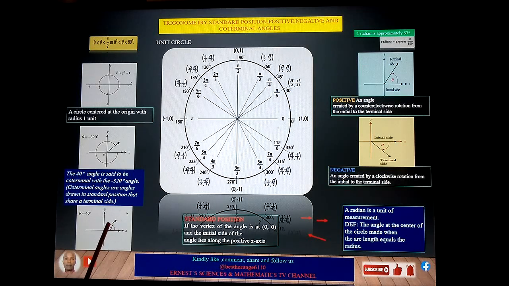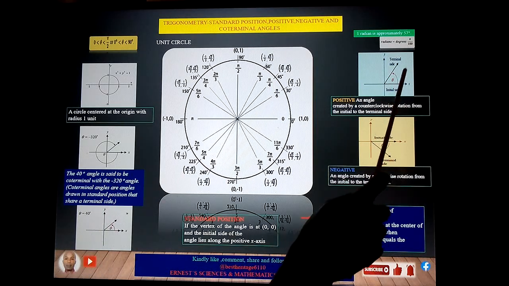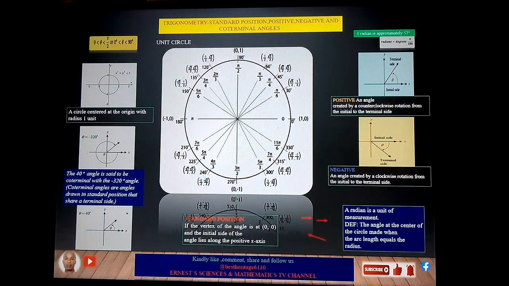So if we say that this is an extension of 40 degrees, and then there's an extension of negative 320 degrees, all of this is going to make 360 degrees. So the angle of 40 degrees relative to negative 320 degrees is a coterminal angle. We can regard this angle as coterminal to this, and this angle as coterminal to this, since they share the same terminal side, with the initial side and the terminal side respectively.